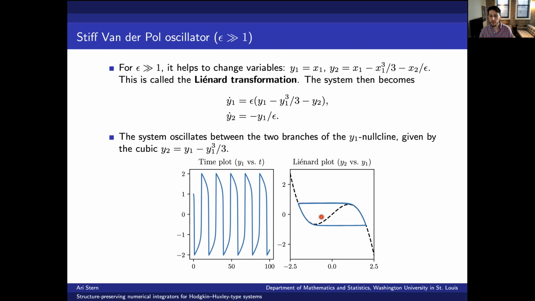All right, we have this cubic null line here, and we see that the dynamics of y1, if epsilon is large, are very fast. Dynamics of y2 are very slow. So what happens is the solution jumps between branches of this null line and then crawls slowly along it, then jumps again, and so on and so forth, and we get this spiking behavior.